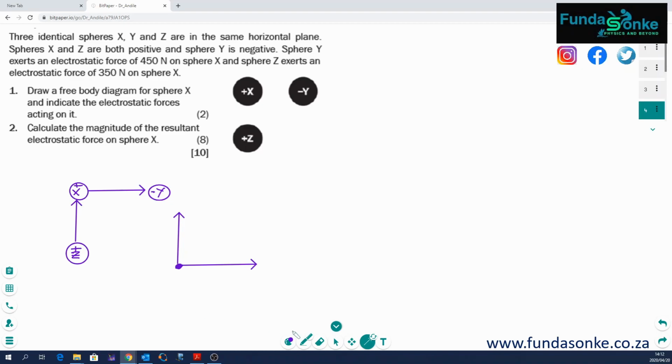Okay. So then here you have your force Z acting on X. So this I'm going to call force Z. And then you have your force Y, force Y acting on X. Okay. So this is how the free body diagram would look like.